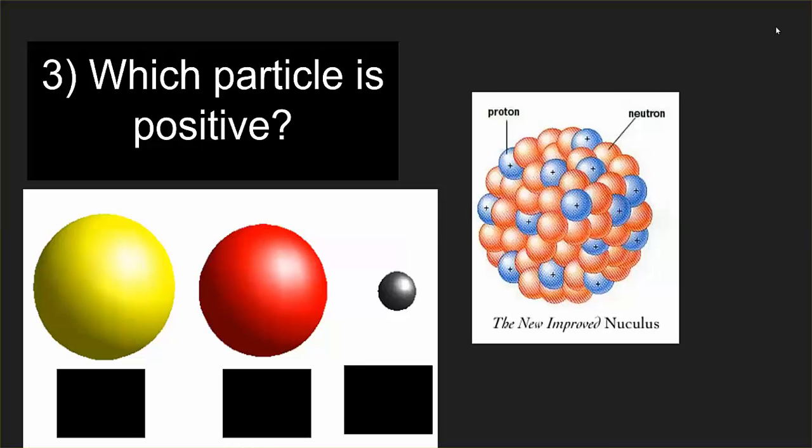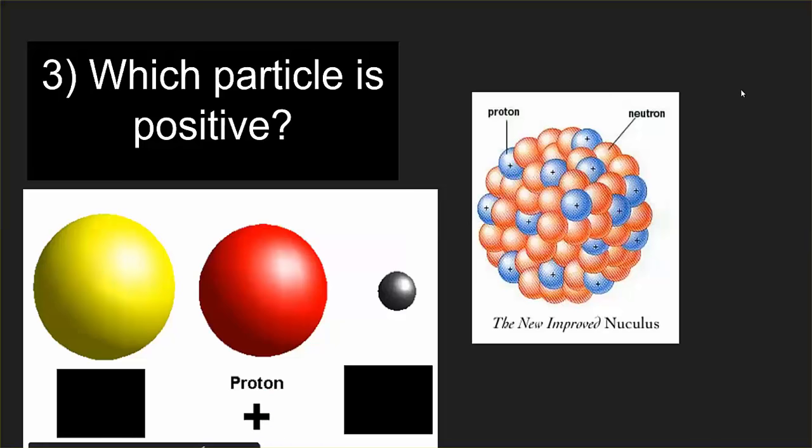All right, so which particle is positive? You remember what color it is? I don't know why this is, but they always show them a little bit smaller than the neutron. You can see in this picture, it's a little bit smaller. Yeah, it's the proton, the red one. And then in the diagram over here, you can see the proton has a positive charge.